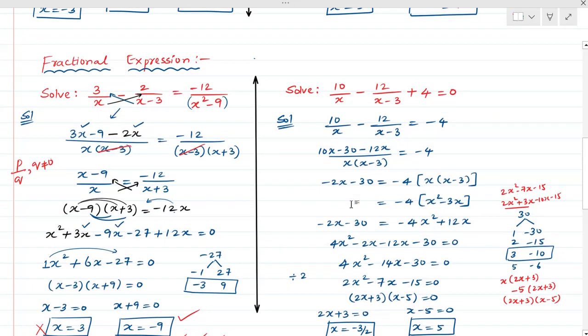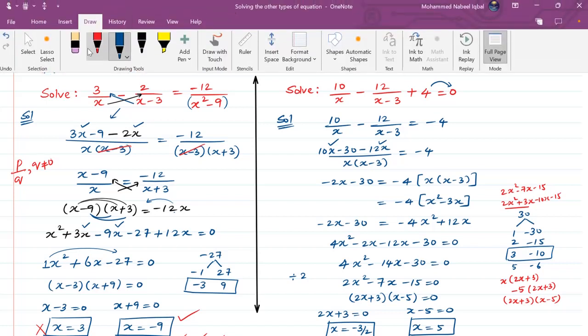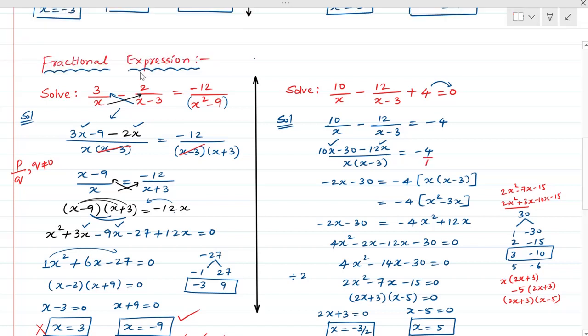Similarly, here we will have one more fraction problem. So I will move the 4 here. It becomes minus 4. And then we will simplify by using the LCD. So cross multiply: 10x minus 30. Here minus 12. Now add these two. What is the addition? Here minus 2x minus 30. And then this is over 1.